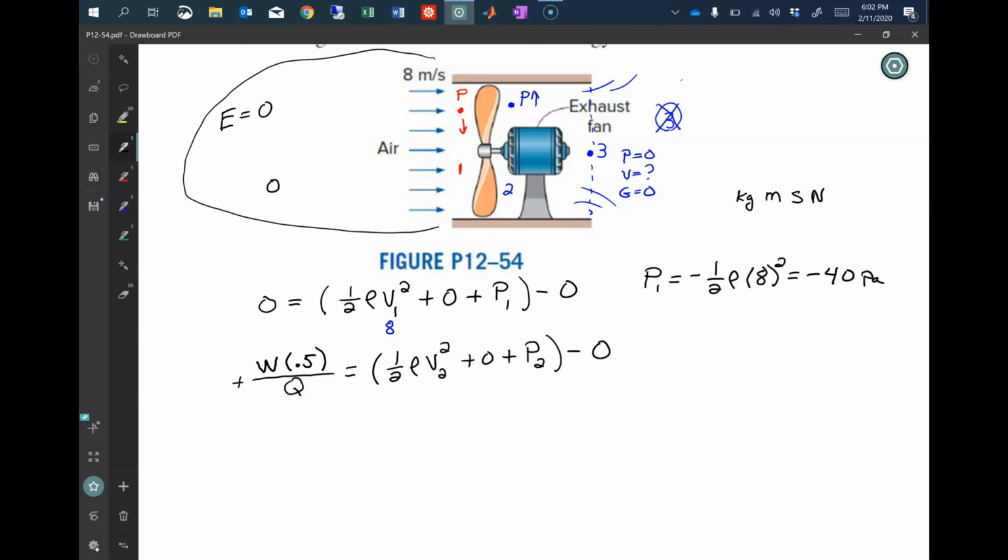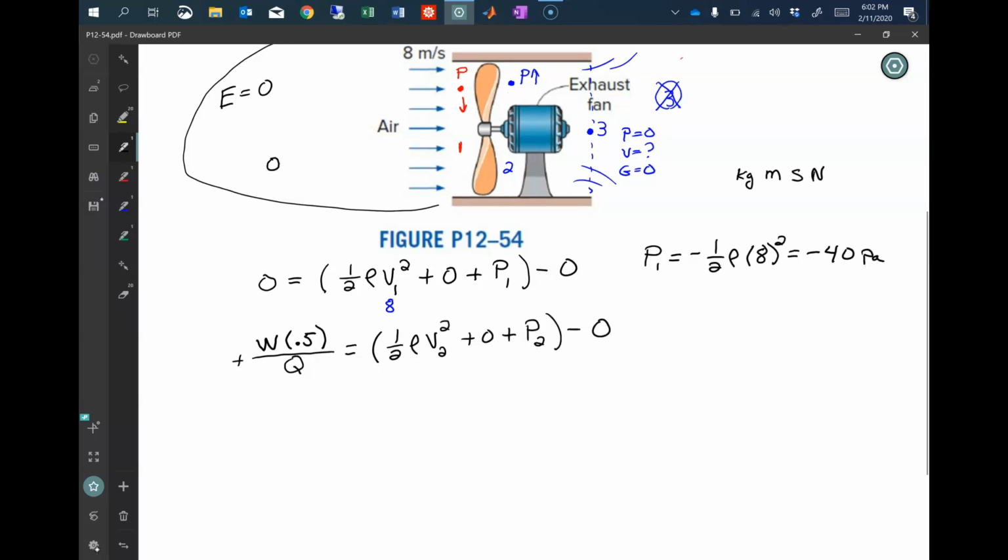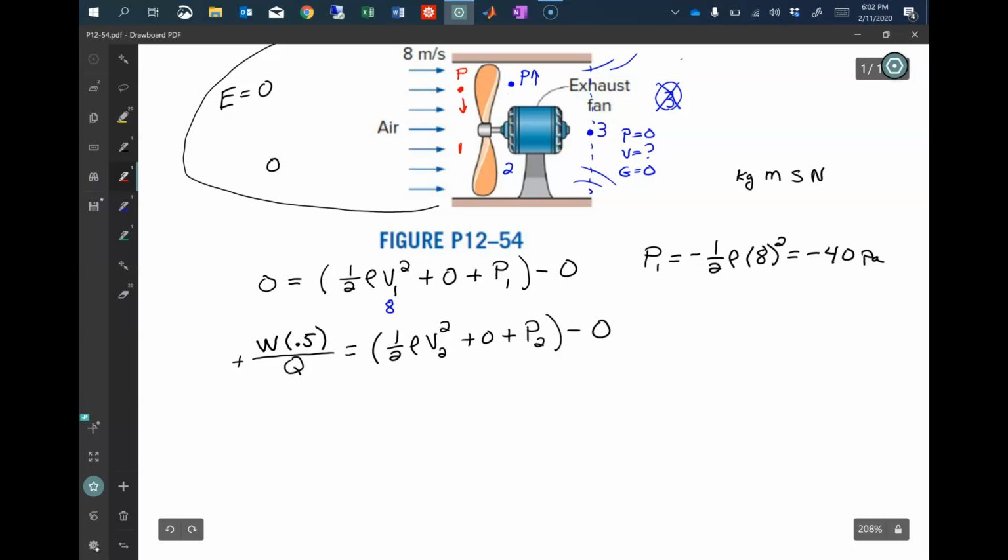Now, it's probably pretty obvious that the velocities are the same, but if you aren't sure, you can write the continuity equation, the conservation of mass. There's no mass going in or out, so the mass at 2 is equal to the mass at 1. The mass at 2 is density times area 2 times velocity 2. The mass at 1 is density times area 1 times velocity 1. The densities are the same. The areas are the same, so the velocities are the same. V2 equals V1. So this is 8.